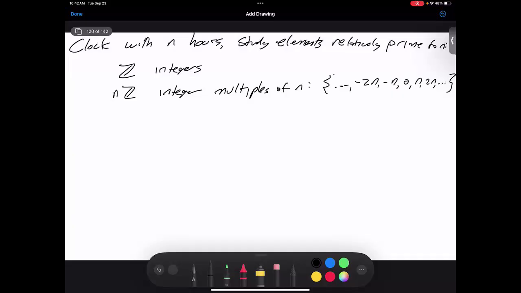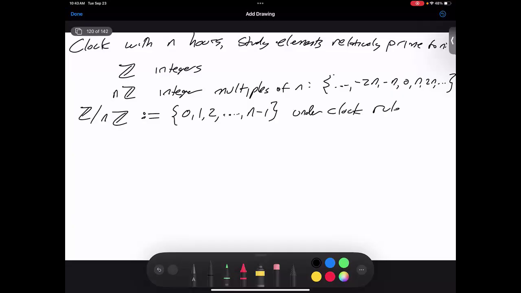And then here's the new notation. Z mod nZ is going to be defined to be the integers 0, 1, 2, dot, dot, dot, n minus 1, under clock rules. So we'll talk later as to why this is good notation. But we're basically saying we're going to consider two elements the same if they differ by a multiple of n. And that's what the slash nZ is basically saying. It's like we're dividing out by multiples of n. We're saying two things are equivalent if they differ by a multiple of n.